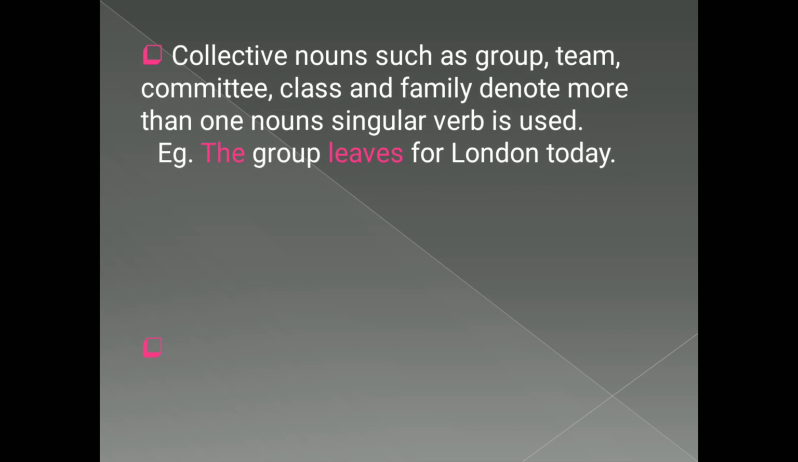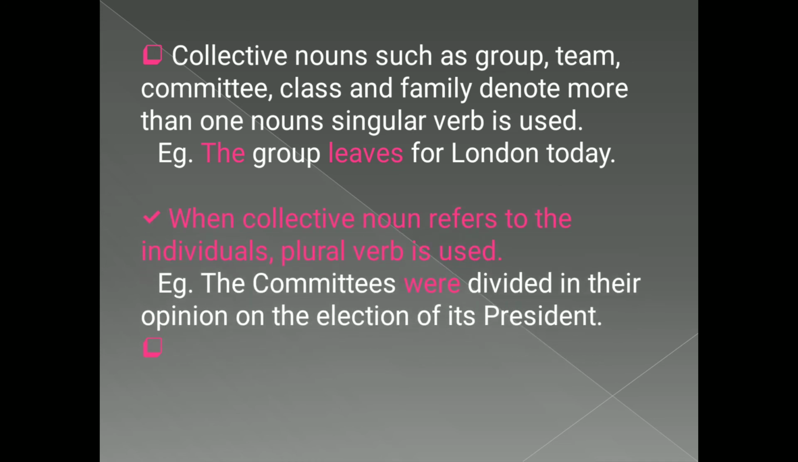So the next one, collective nouns such as group, team, committee, class and family denote more than one person, so you use a singular verb. See the example, the group leaves for London today. So when a collective noun refers to the individuals, you should use a plural verb. Look, the committee were divided in their opinion on the election of its president.